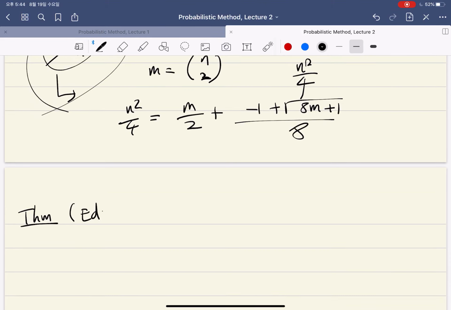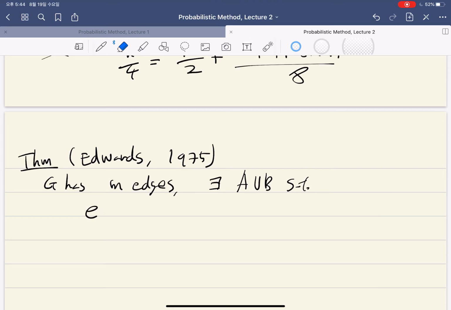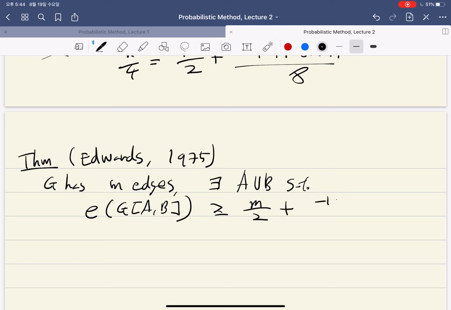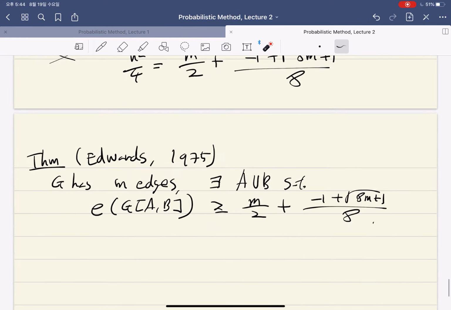And that's actually a theorem by Edwards. It says that if G has m edges, then there exists a partition A union B such that the number of edges in this bipartite graph is at least m over 2 plus (negative 1 plus square root of 8m plus 1) over 8. So we will discuss this next time.